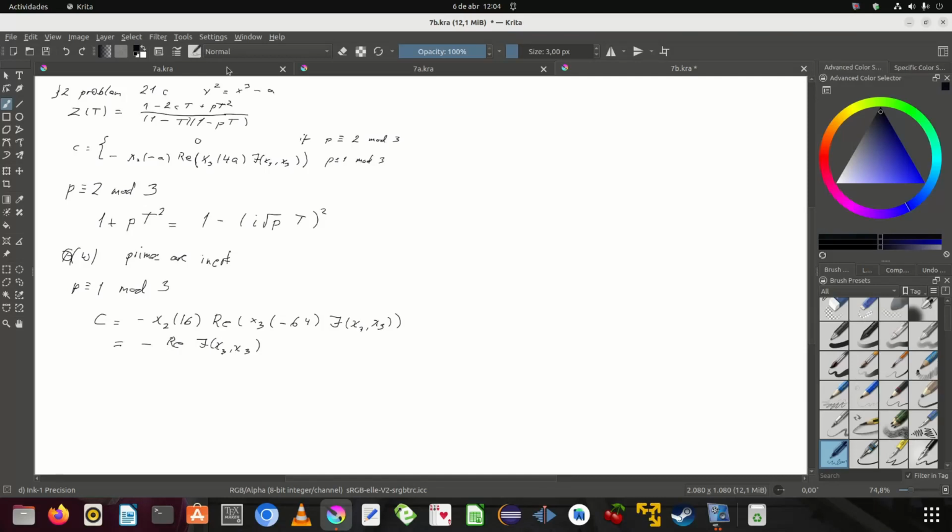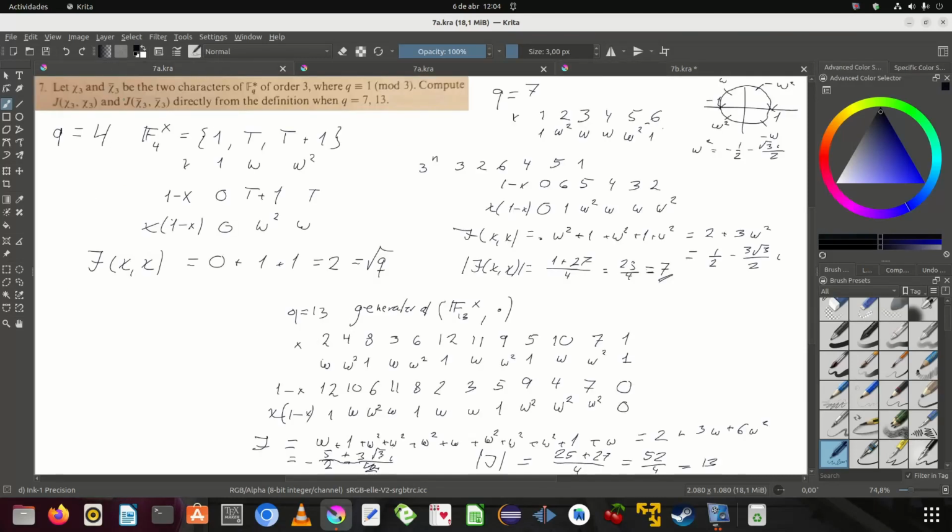And we had a problem earlier where we should compute this. And I did it for q equals 4, 7, and 13. And as always, we get the square root of q. I see I made a mistake here. This should be the modulo squared, and as well down here.